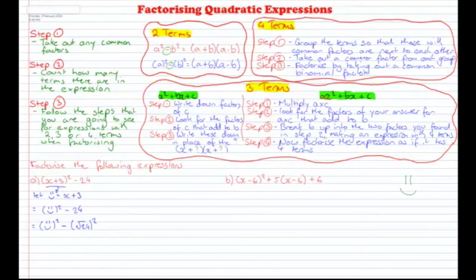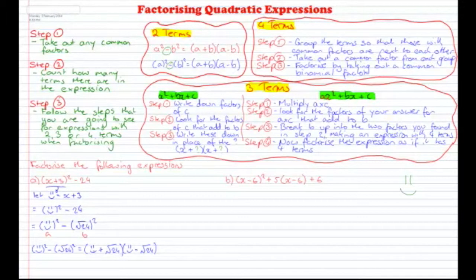Alright, I now have my a and my b, so I can now substitute into the formula. So let's just write that out. We've got (smiley face)² − (root 24)² is equal to, instead of writing my a, I'm going to write smiley face, plus, instead of writing my b, I'm going to write root 24, and in the next one, instead of writing my a, I'm going to write smiley face, minus, instead of writing my b, I'm going to write root 24.